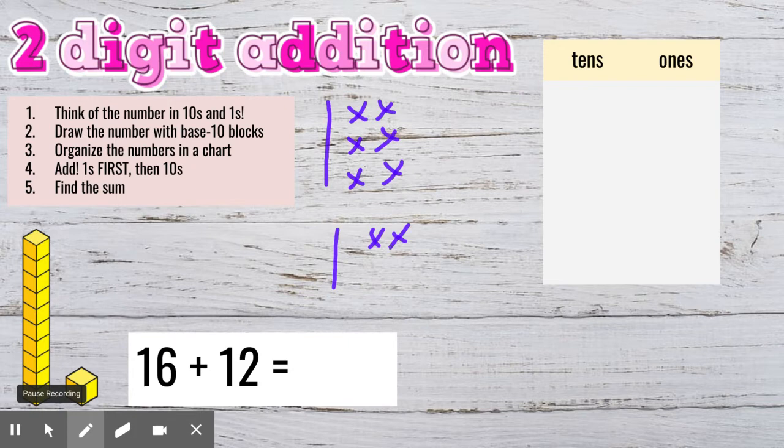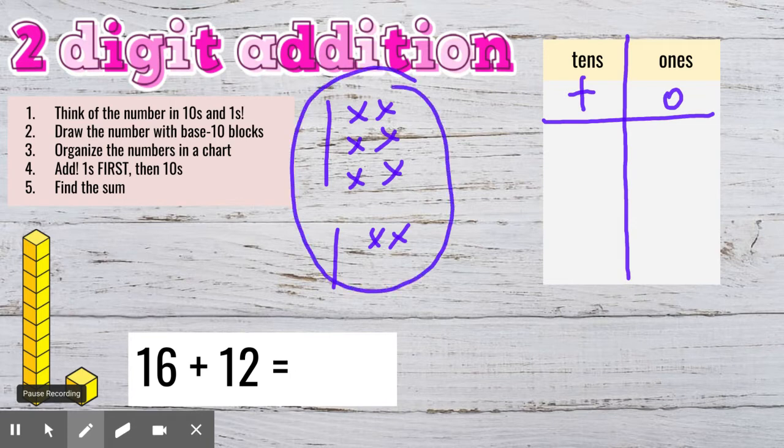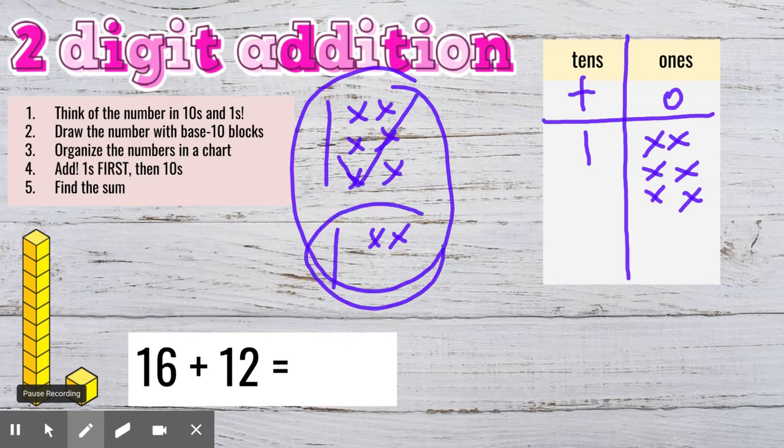Then I'm going to take these numbers and organize them in a T-chart. Over here at the side, I have a T-chart, and I have my tens and my ones. I'm going to put a T for tens and an O for ones. And then I'm going to organize the numbers I drew into this chart. You notice that I have 1 ten and 6 ones. And then at the bottom I have 1 ten and 2 ones.